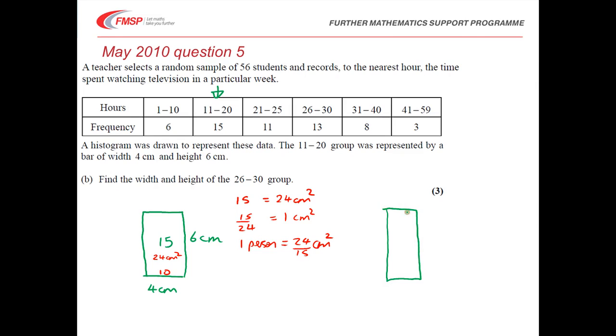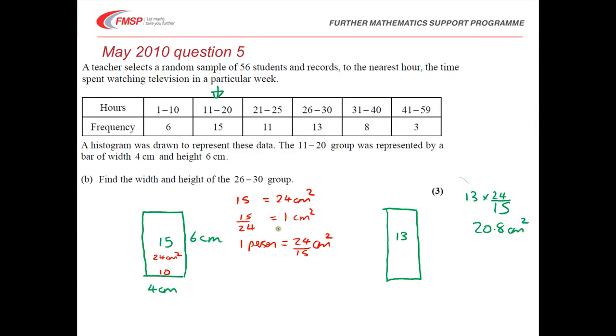And there's 2 things I know. I know it's got an area of 13. So if it's got an area of 13, its physical area in terms of centimeters squared must be 13 times 24 over 15. Okay, and that's a really quite useful calculation. So I know that the area needs to be 20.8 centimeters squared.